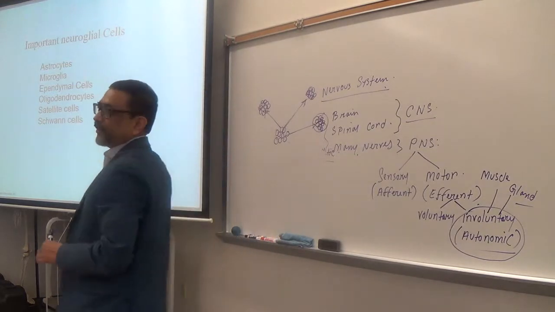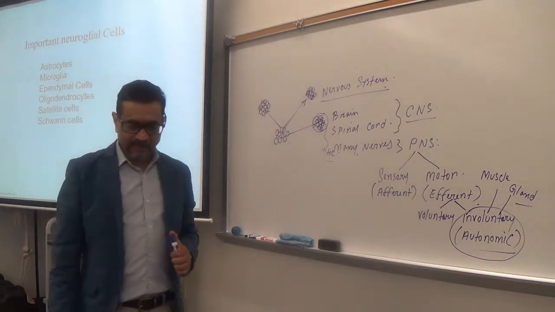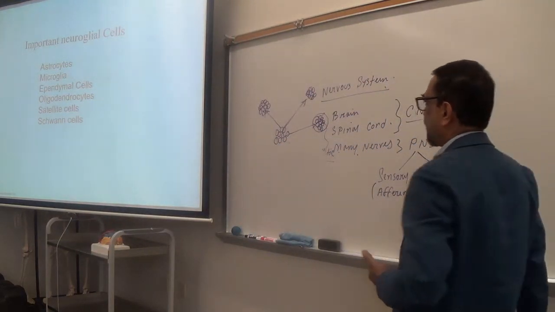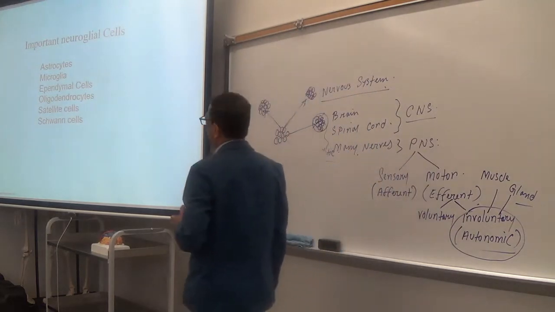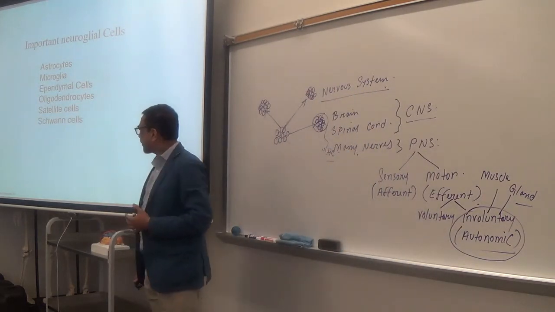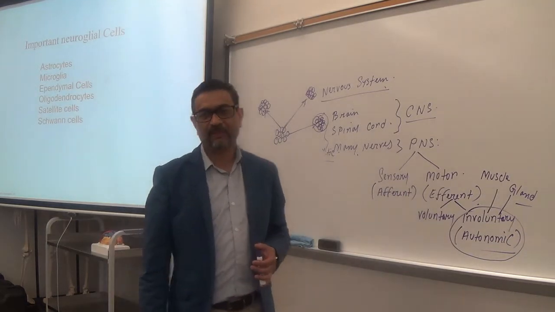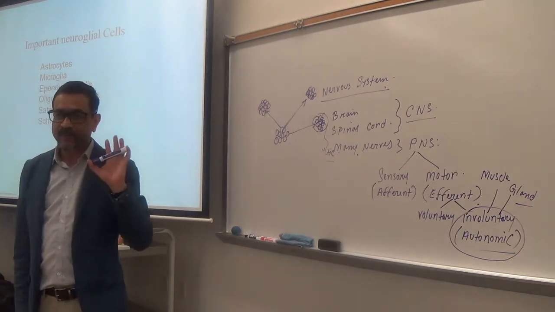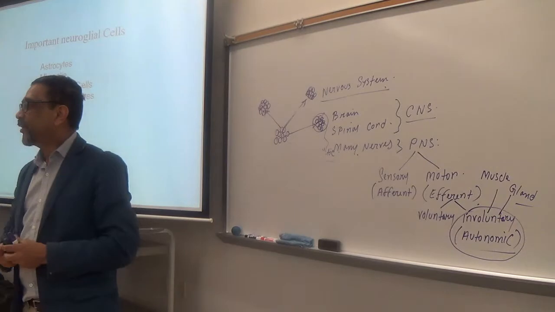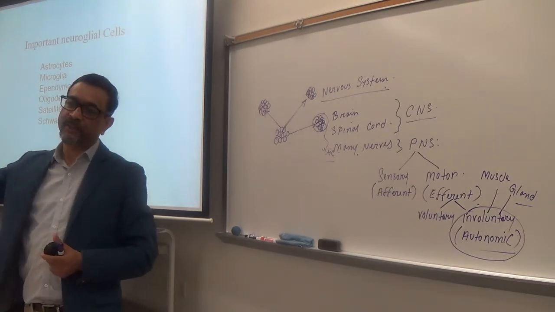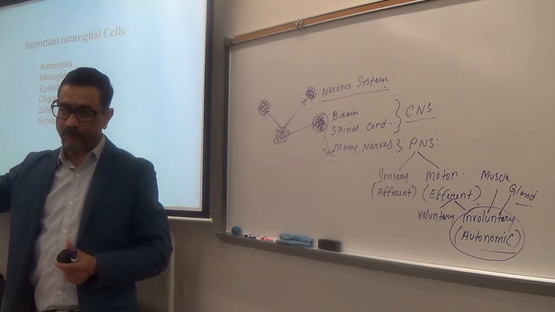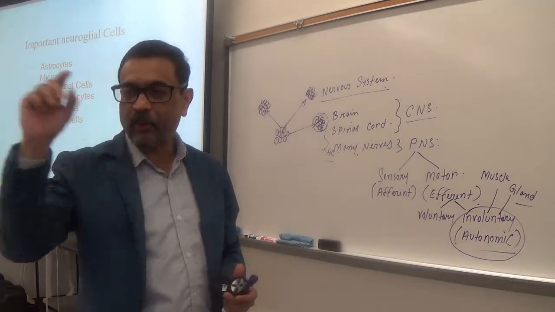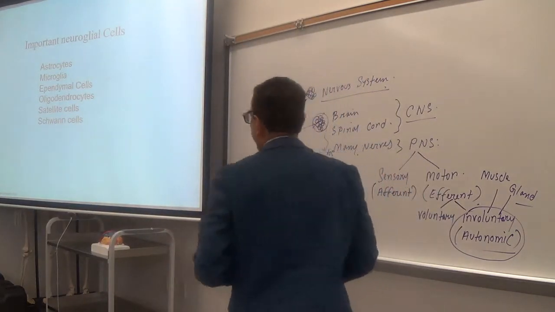Now I said there are many different types of neuroglial cells. These are some important neuroglial cells in your neural tissue. Astrocytes, microglia, ependymal cells, oligodendrocytes, satellite cells, and Schwann cells. So these are some important neuroglial cells. You need to remember these names, okay? And I'll mention only one or two functions of each, and you have to remember, not too many. I'll just go over one by one and mention one or two things about each type, and you have to remember. Astrocytes.